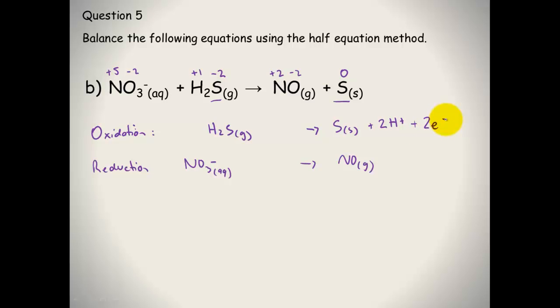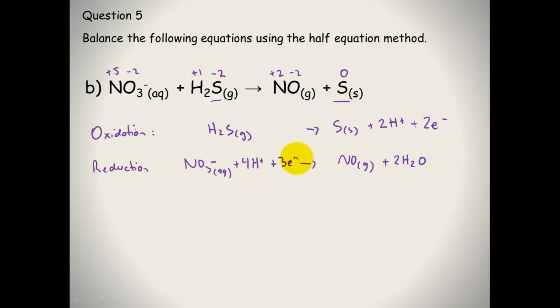This equation here, I've got nitrogens are balanced, 1 nitrogen each, but 3 oxygens on this side and only 1 on this side, so I'm going to have to add 2 waters. To balance out the hydrogen now, I've got 2 waters on this side, so I'm going to need to add 4 hydrogens on this side. And now I need to balance out the charges. So I've got 4 positive and 1 negative. That makes 3 positive. This side's got a 0 charge, so I'm going to need to add 3 electrons to this side.